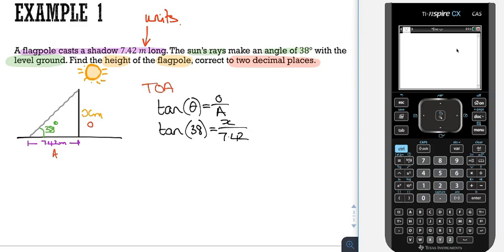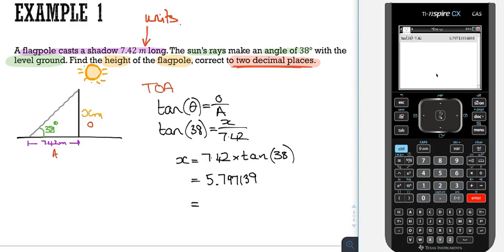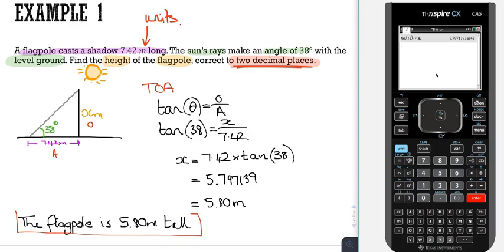We're after finding X, so we're going to multiply both sides by 7.42, and then this calculation is something I put into my calculator. Make sure you check that your calculator is in degrees, which mine is. I need my answer to 2 decimal places. So 5.797 is going to round up to 5.80. Make sure you put the 0 in because that's telling us we're correct to 2 decimal places, so it does have meaning. And then units attached to that as well. This is a worded question, so worded questions need a worded answer. So the flagpole is 5.80 meters tall is your end answer.